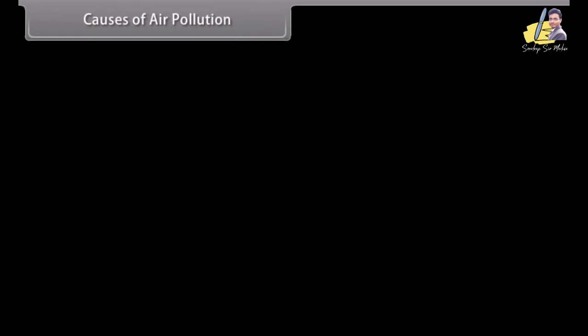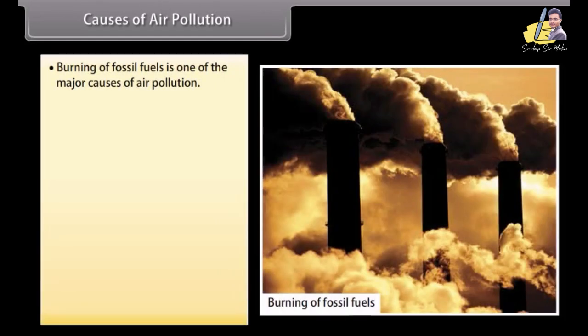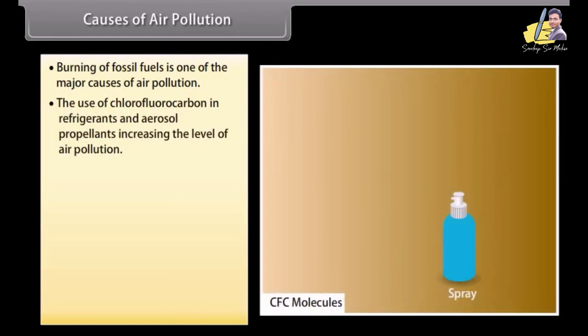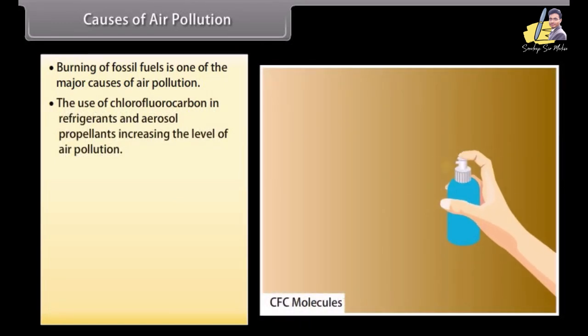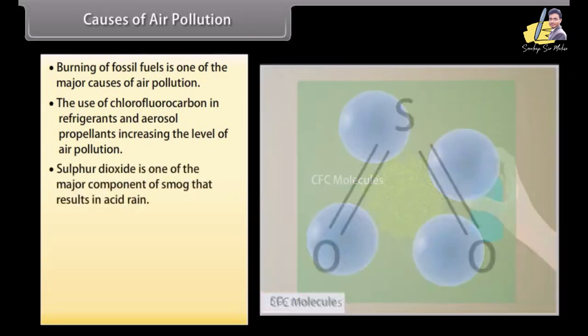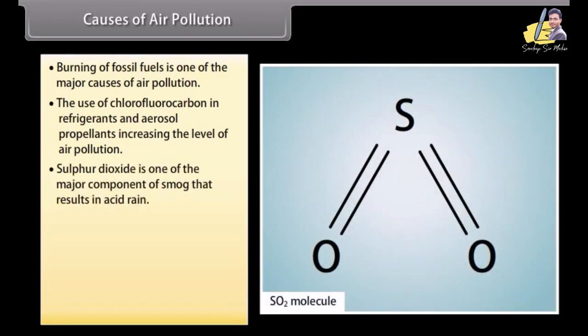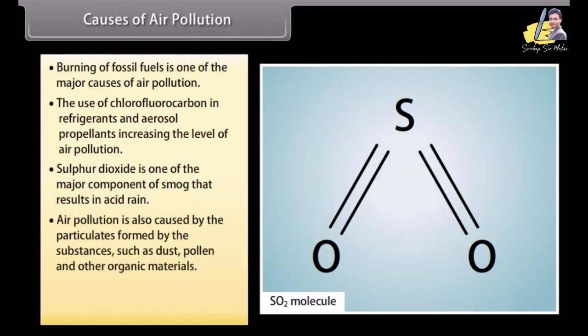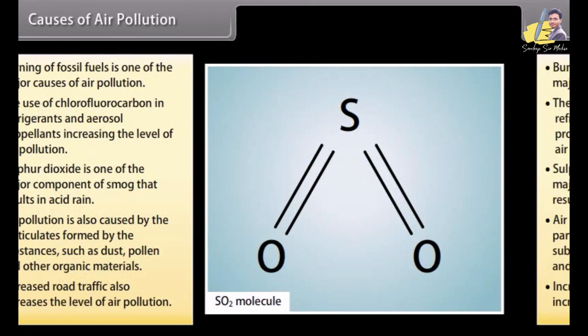Causes of air pollution. Burning of fossil fuels is one of the major causes of air pollution. The use of chlorofluorocarbon in refrigerants and aerosol propellants increases the level of air pollution. Sulfur dioxide is one of the major components of smog that results in acid rain. Air pollution is also caused by the particulates formed by substances such as dust, pollen, and other organic materials. Increased road traffic also increases the level of air pollution.